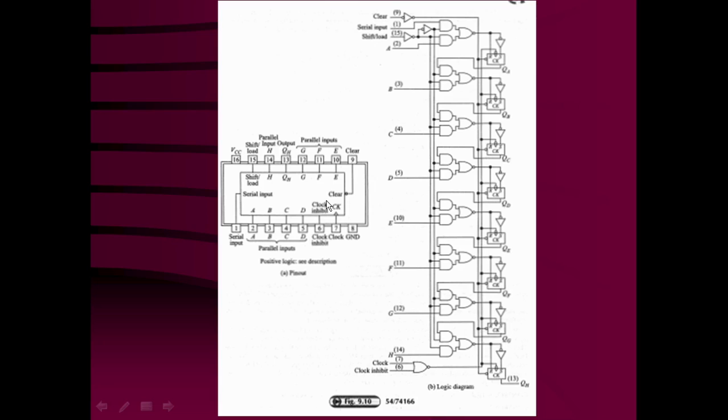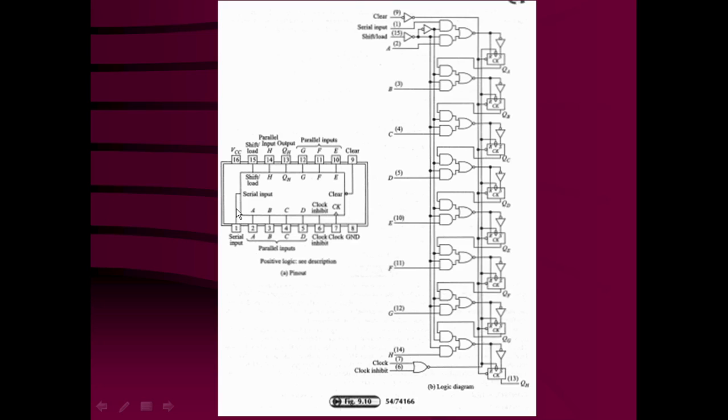This is the pin diagram of IC 74166. You can see that this IC is a 16 pin IC. Pin number 16 is VCC. Because it is a TTL, plus 5 volt should be connected here, and a ground should be connected at pin number 8.